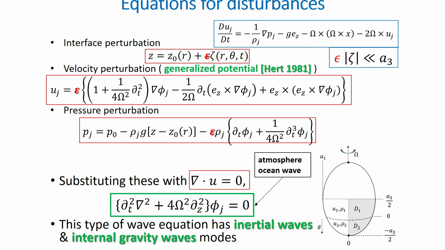And we consider stability. Then the equation for the small perturbation of the interface is given by zeta. And you may consider the following representations for the velocity using the potential. And then pressure is automatically obtained by this. And substituting this into the incompressibility condition, you get a well-known equation governing the potentials. This type of wave equation has inertial waves and internal gravity waves.